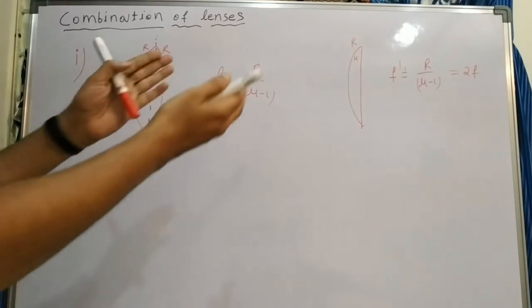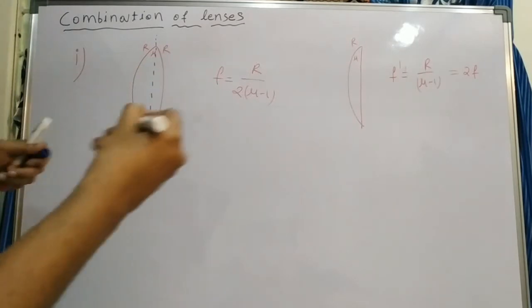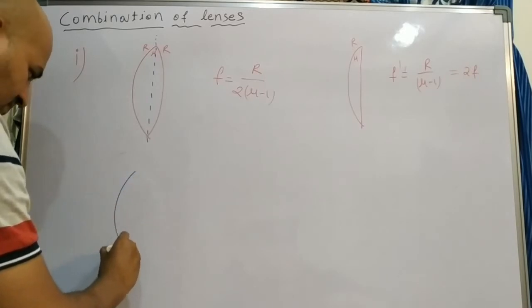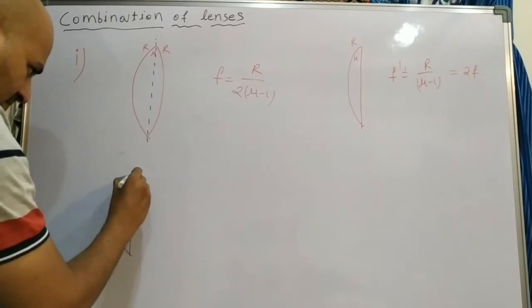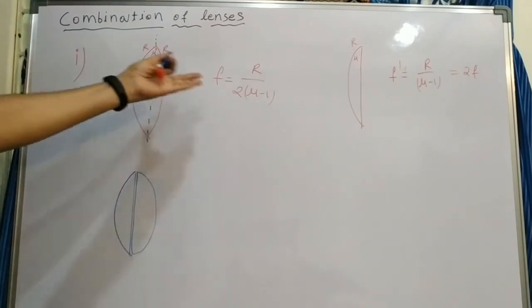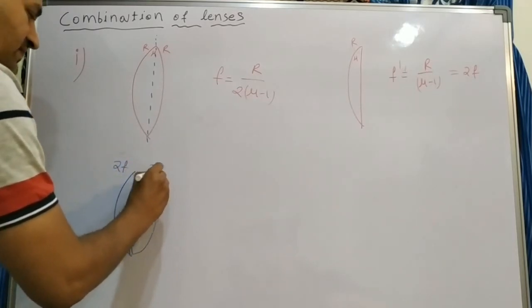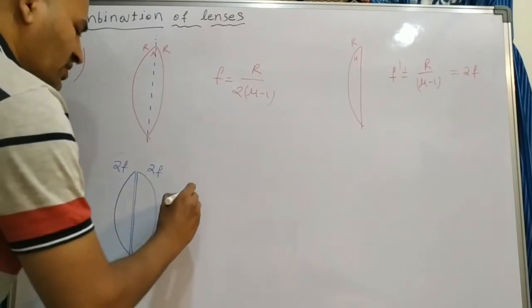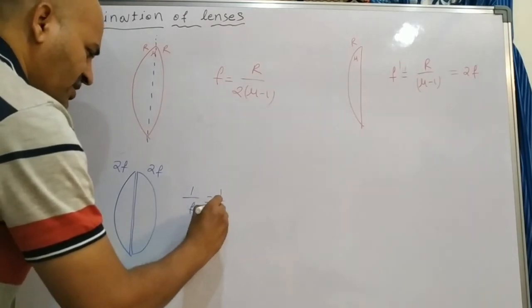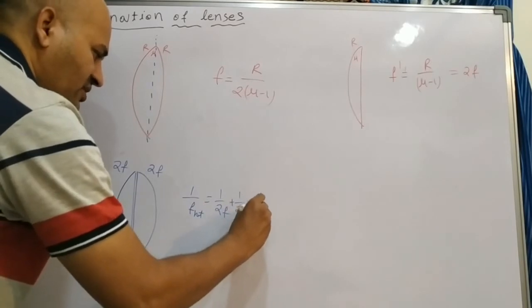Suppose you join these two pieces again like this, the two plano-convex pieces. Then the focal length becomes the same as the original. Each piece is 2f, and using the formula for net focal length, 1 by f net is equal to 1 by 2f plus 1 by 2f, which is nothing but 1 by f.